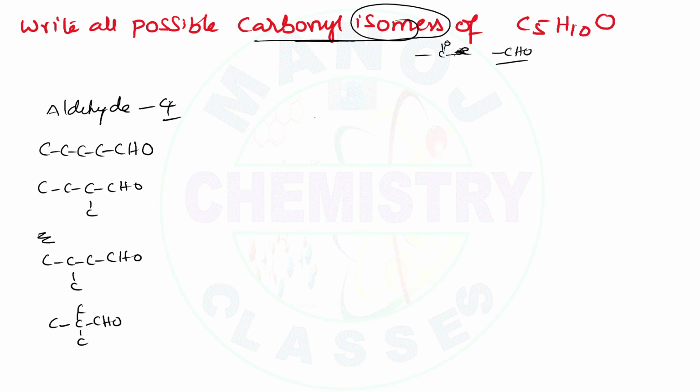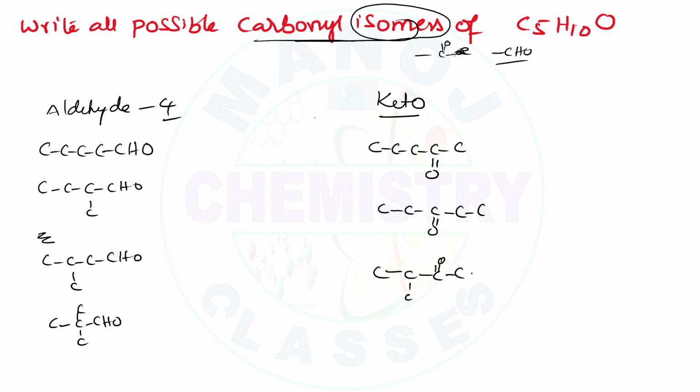How many possible isomers are there? 4 possible aldehyde isomers are there. Whereas for the keto isomers, let me write how many possible keto isomers are there. 1 2 3 4 5. So this is the first keto isomer, whereas second keto isomer is 1 2, yeah, this one is second keto isomer, whereas yeah, this one is another keto isomer.